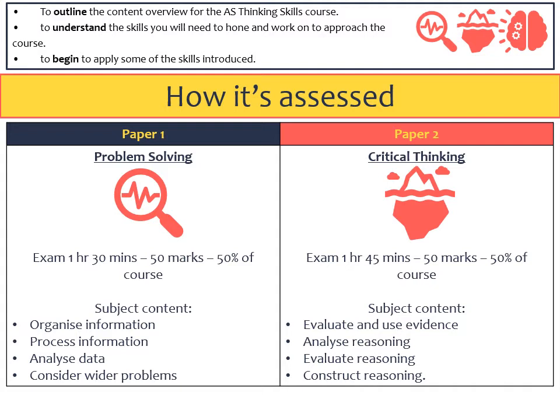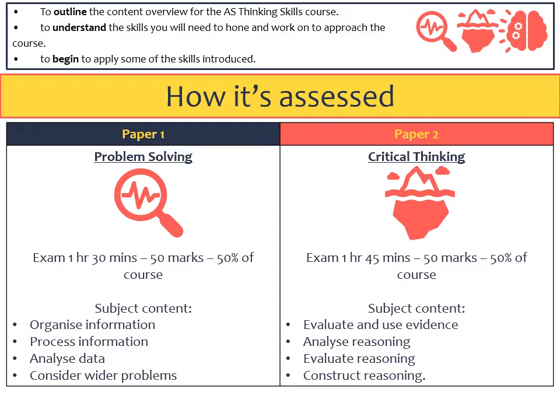With the AS level thinking skills course, it is an externally assessed course. It is something that has no coursework components, and it involves 2 exam papers. The first exam paper is on problem solving, and it is an hour and 30 minutes. It's got 50 marks in total, and it makes up 50% of the overall course. For that examination, you are allowed to have a calculator, and the subject content is predominantly focused on organising information, processing information, analysing data, and considering wider problems.